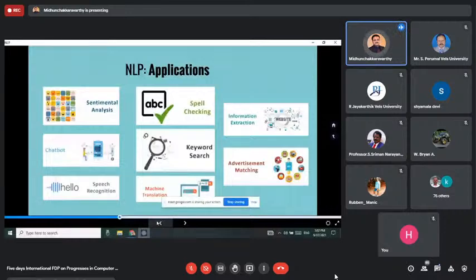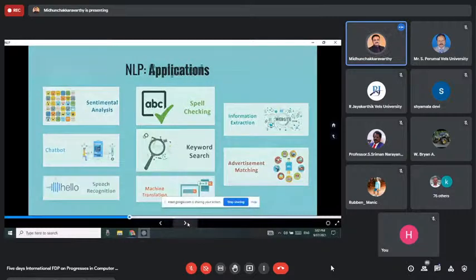So in this area, we are going to discuss something so that all our researchers, professors and dignitaries can get some idea about natural language processing. Then it can be transferred to your students. That's the purpose of this FDP, I think. Now I take you to the next slide, where our real components work.